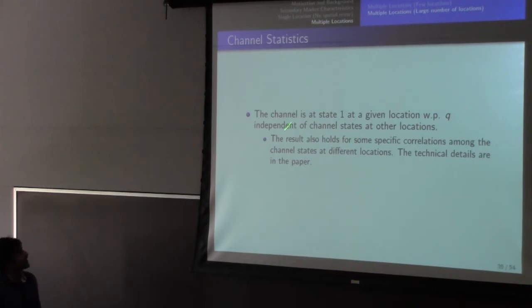Okay, so regarding the channel statistics, we assume that the channel is in state 1 at a given location with probability q, independent of the channel status at other locations. So the channel state vectors are IID, but we also consider some kind of correlation among the channel states at different locations, but it is very technical, and you can find it in the paper. But for the time being, you can consider the channel states are IID, that is, at each location the channel is in state 1 with probability q.